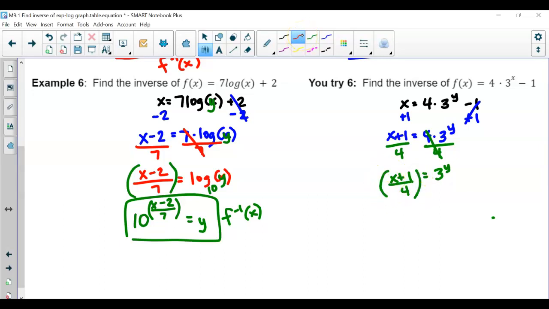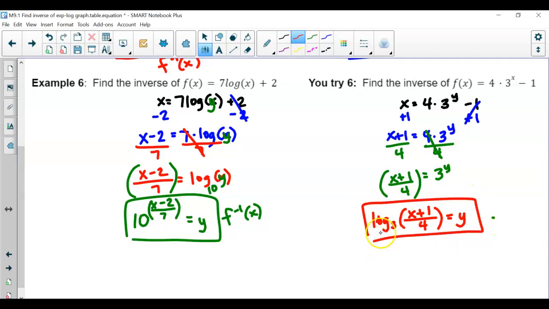Now we can write this as our log. So log, what's the base? Well, the base is 3. Log base 3 of x plus 1 divided by 4 is equal to the exponent, which is just y. Notice how y is already by itself, and so you're done. This is the inverse of the original function.